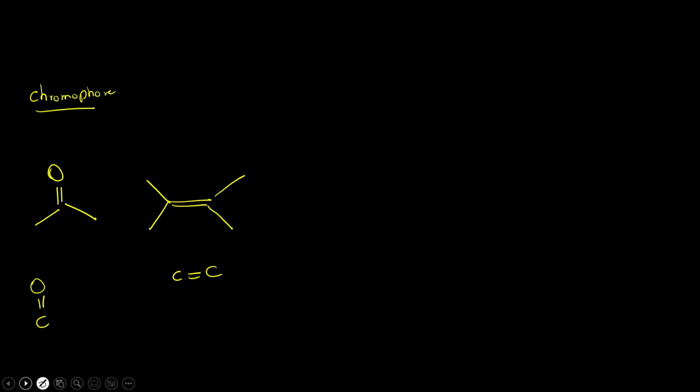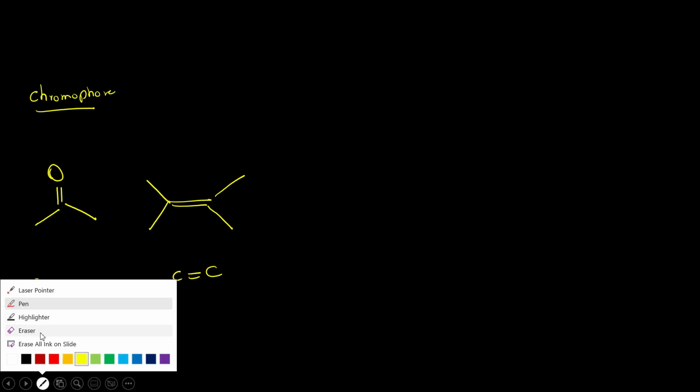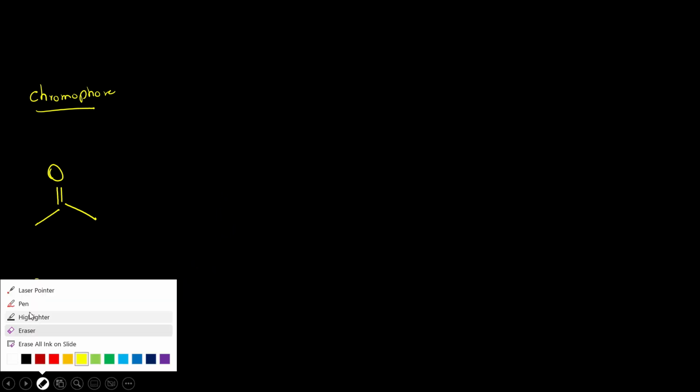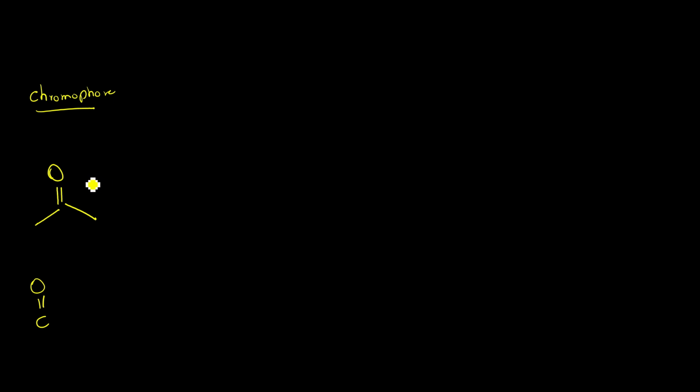Now let's talk about each structure, each difference, and how these are going to affect our particular mechanism. First, let's go to the carbon-oxygen one. This is the carbonyl group. When we talk about the carbonyl group, the chromophore is the lone pair on the oxygen. So our light is going to be absorbed by these electrons.